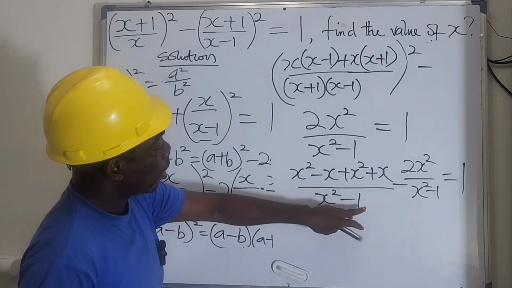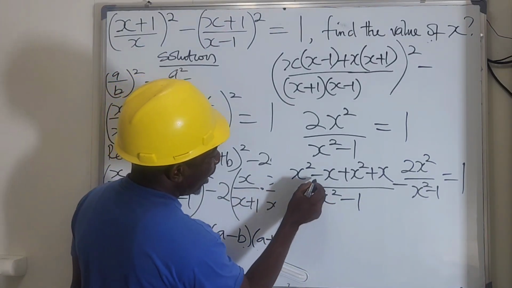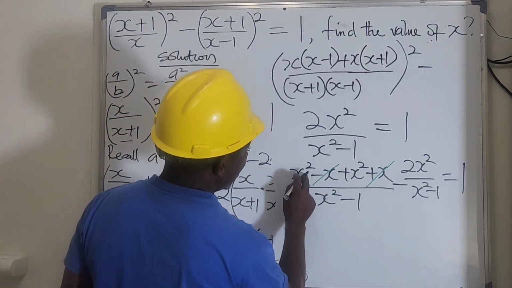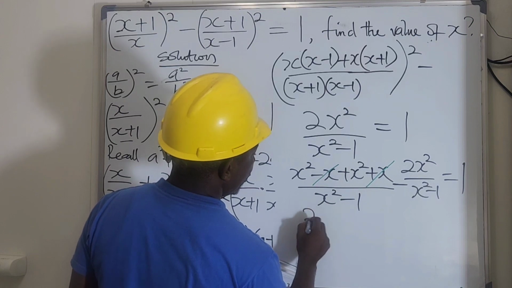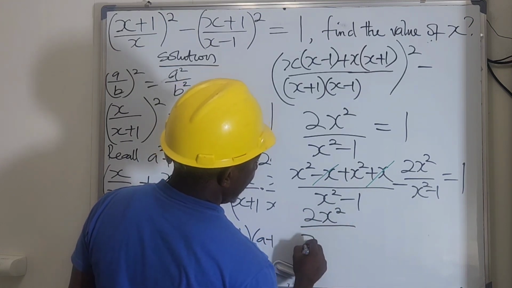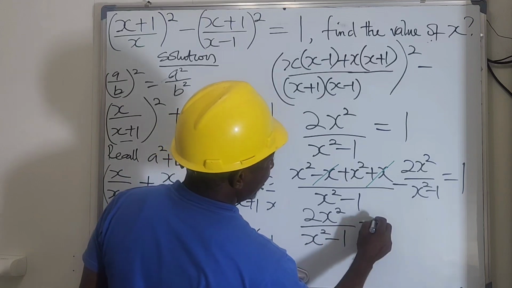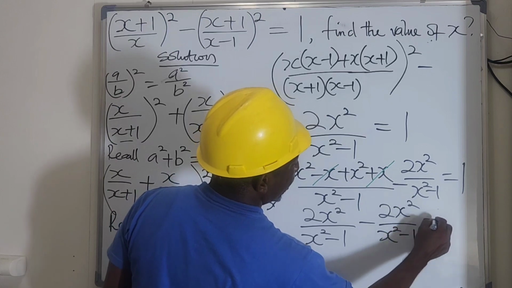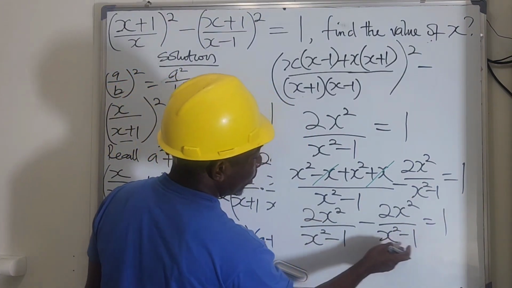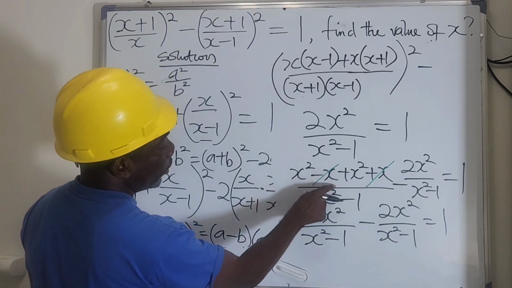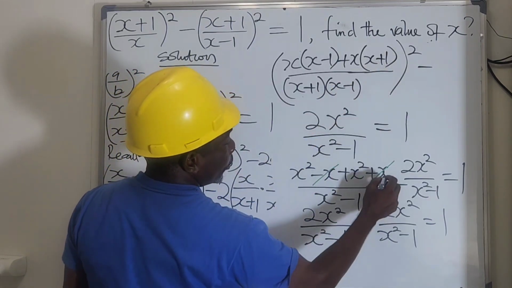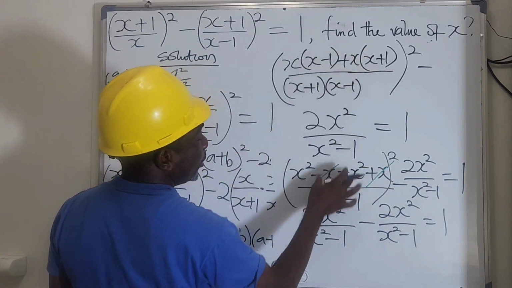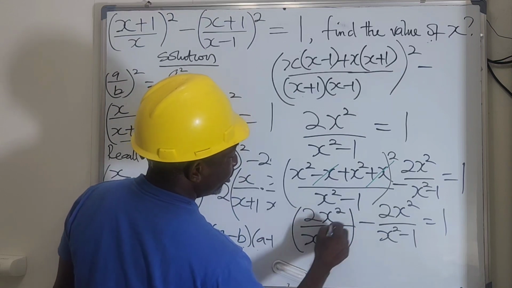So this is what we derive now. Here we have it that minus x here will cancel here. So this will become x squared plus x squared is 2x squared all over x squared minus 1, minus 2x squared all over x squared minus 1 equals 1. So this is our equation now. What we are going to do next, okay, we forgot to put this. So this was raised to the power of 2 because we were expanding this to have this. So this also is raised to the power of 2.